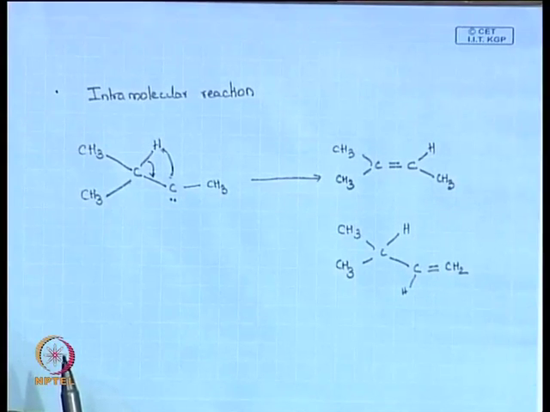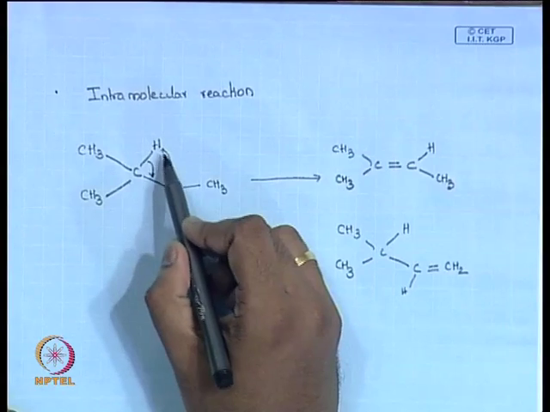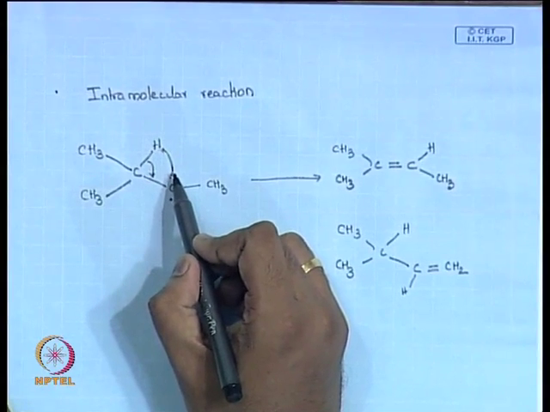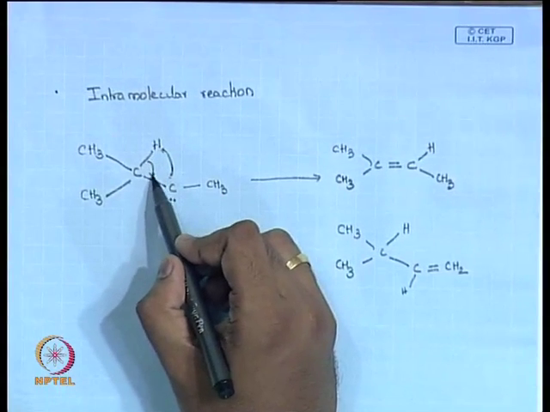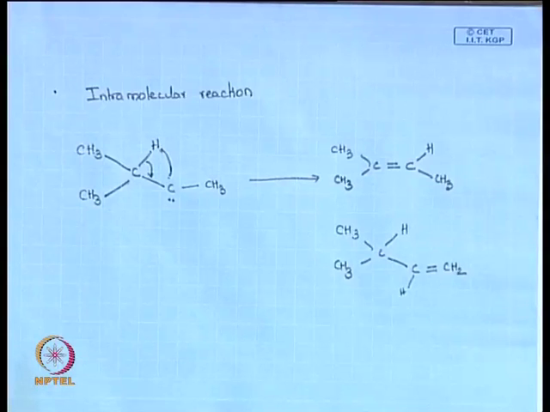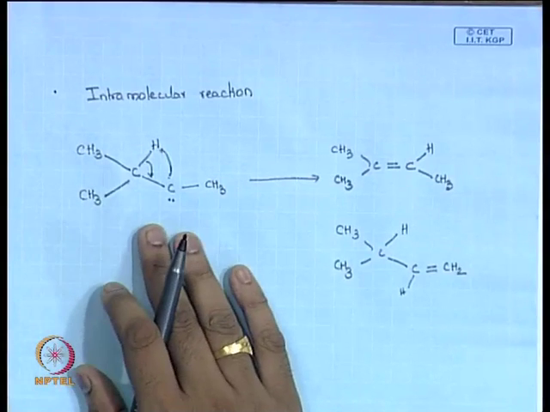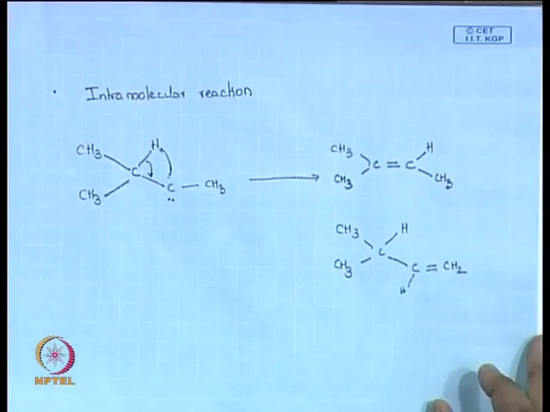Because this is singlet, I can push my 2 electrons to pick this hydrogen out. Then I can push this double bond to make an alkene. It is not triplet, it is singlet. Triplet also happens. Triplet also does nice hydrogen abstraction reactions, but that mechanism is different.